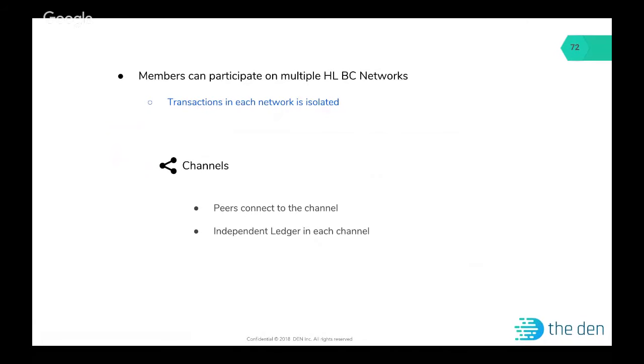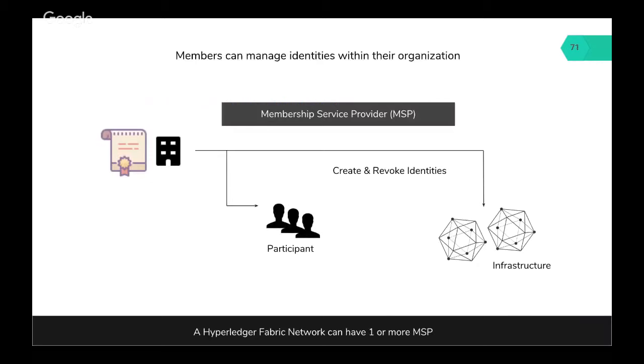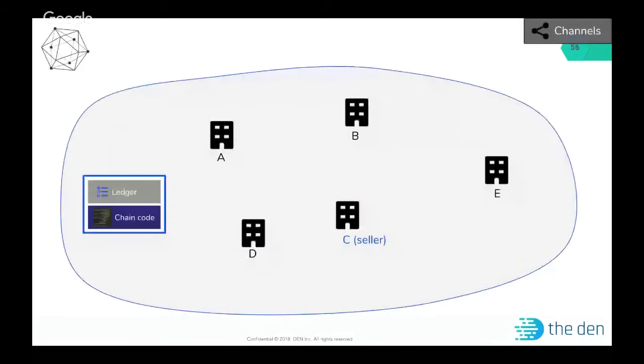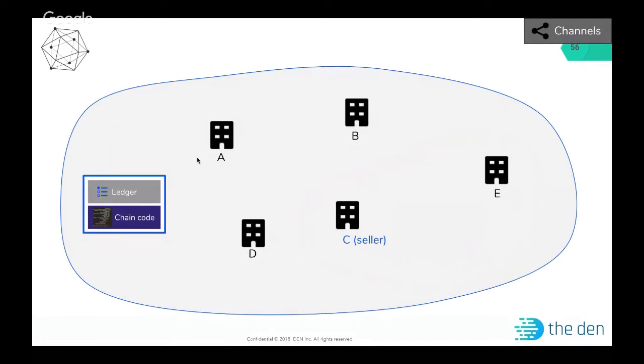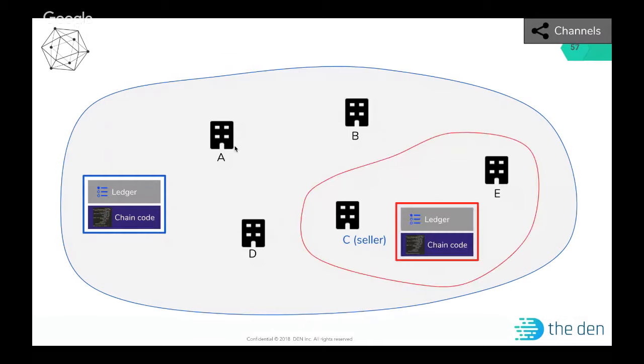All right, so members can participate on multiple BC networks. Now, I think I showed you the answer before. It's this one right here. So this is what it's saying. You have all the members, A, B, C, D, on one private network. On top of that, you can have another network on top of it. And you just think from that scalable standpoint. So these guys are going to have different identities altogether now.